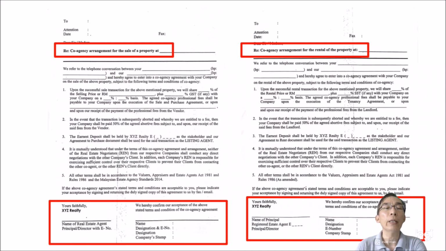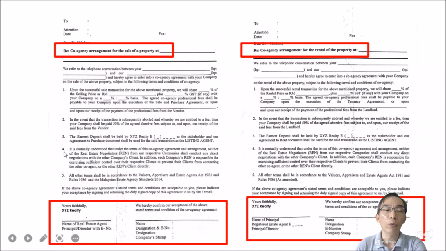So now you can see there are two here. One is the co-agency agreement for the sale of property, and the other one is a co-agency agreement for the rental of a property. So as you can see, the two types of letter have about the same content and are signed off by the agency principal of the proposing agency and then the accepting agency. So we hereby confirm our acceptance of the above terms and conditions for the co-agency agreement. So if it is a proposal by the co-agent, that means the co-agent writes to the listing agent, and the listing agent principal signs to accept this proposal.